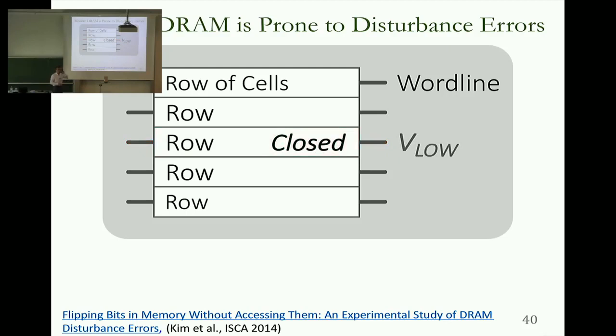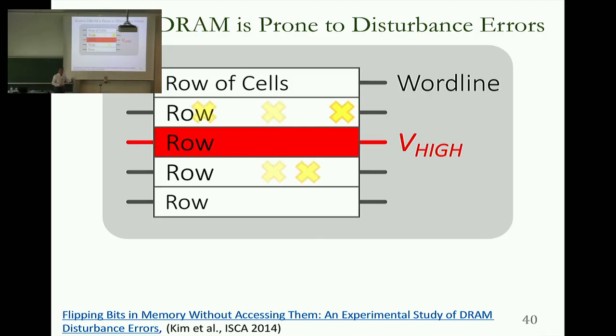If you keep doing this repeatedly, activate, precharge, activate, precharge, before the cells get refreshed, if you do it enough times before the cells get refreshed, it turns out some bits that are vulnerable get flipped from 1 to 0 or 0 to 1, depending on the encoding, in the adjacent rows, in physically adjacent rows. Now, we call this the hammered row. We call these the victim rows.